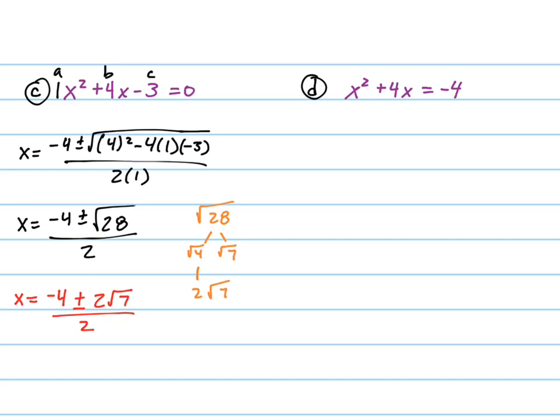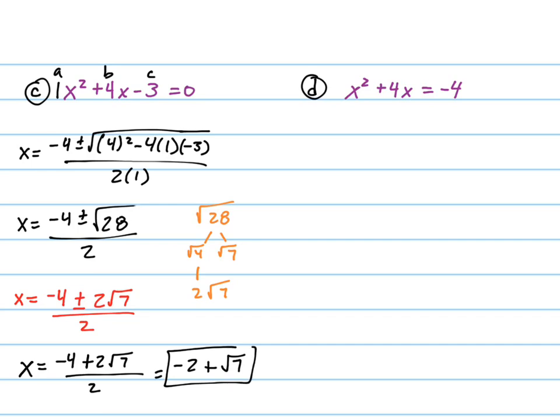Then to calculate these separately, to find our final answer, what we're looking at here is x equals negative 4 plus 2 square root of 7 over 2, which, notice that negative 4, 2, and 2 are all even, so they'll reduce. So we've got negative 2 plus the square root of 7 is one answer.